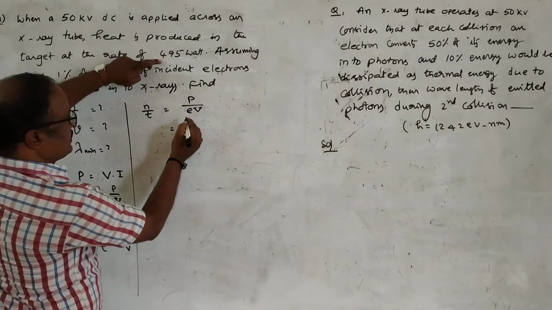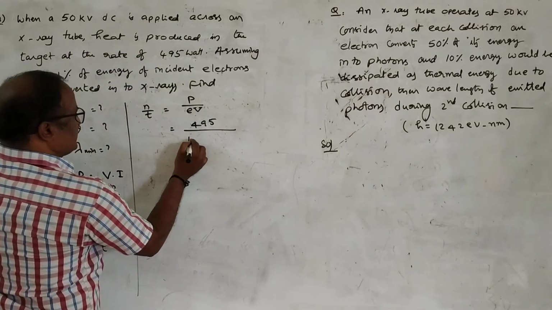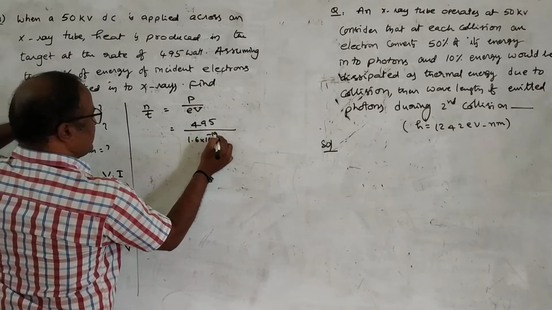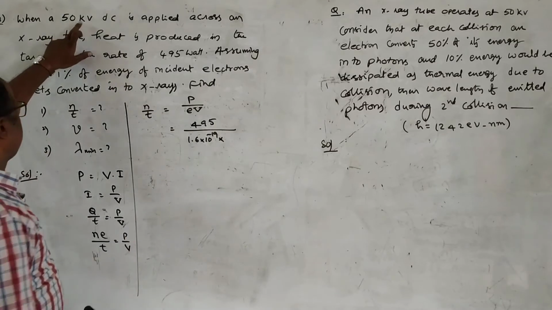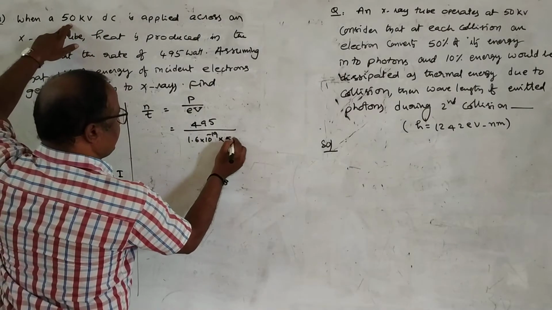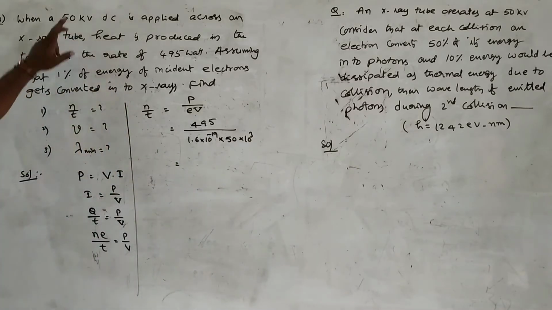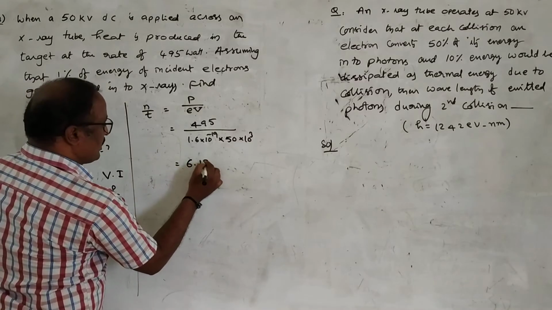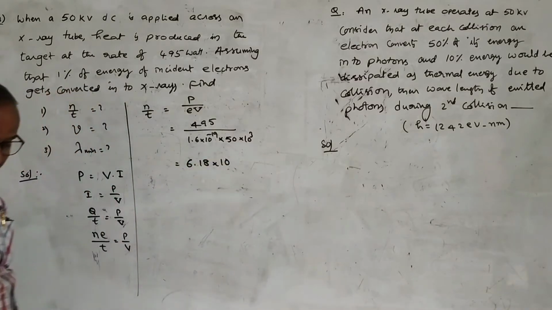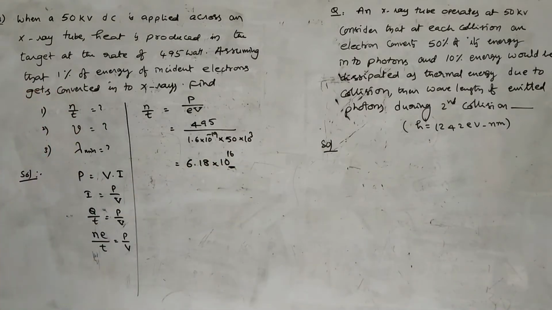What is the value of P? It is given the power is 495 watts. So 495 by the charge of the electron, 1.6 into 10 power minus 19, into the potential difference applied between filament and target, which is given as 50 kilovolts DC, 50 into 10 cube. Finally, this value can be derived as 6.18 into 10 to the power 16. This is the first answer.